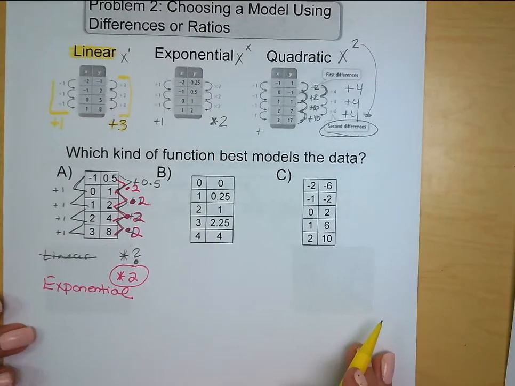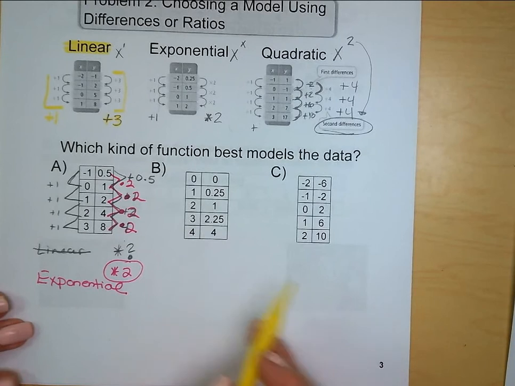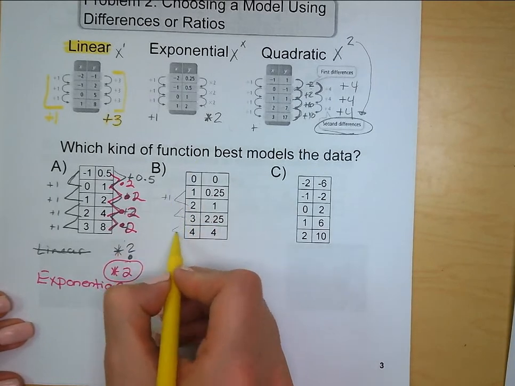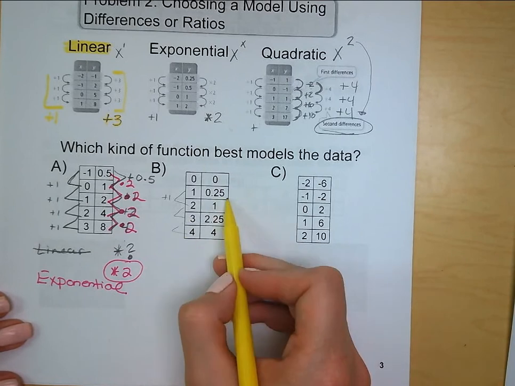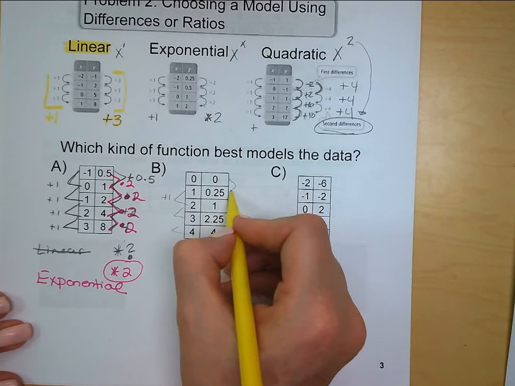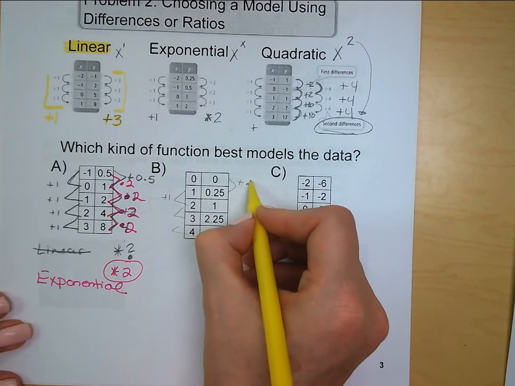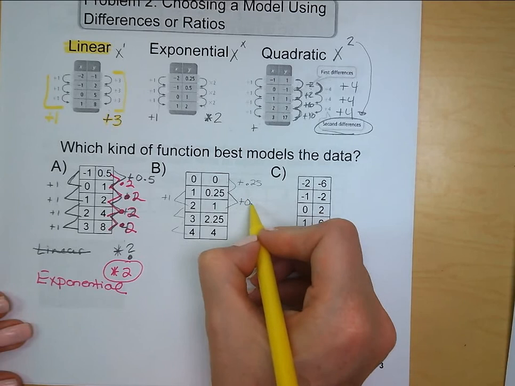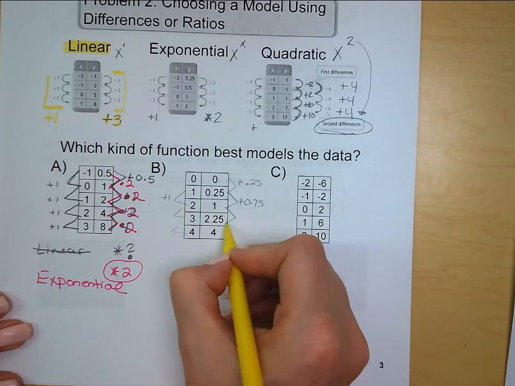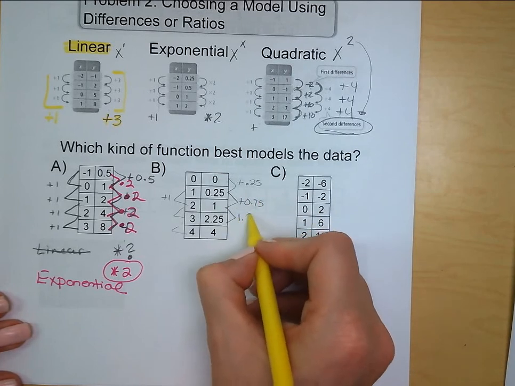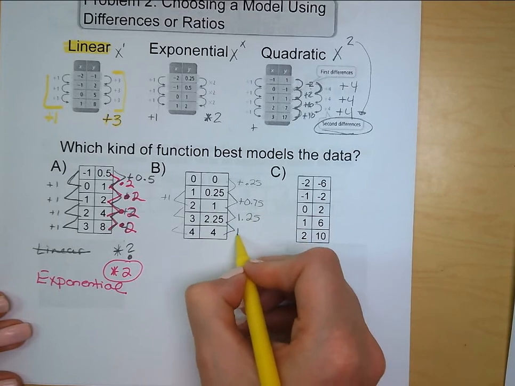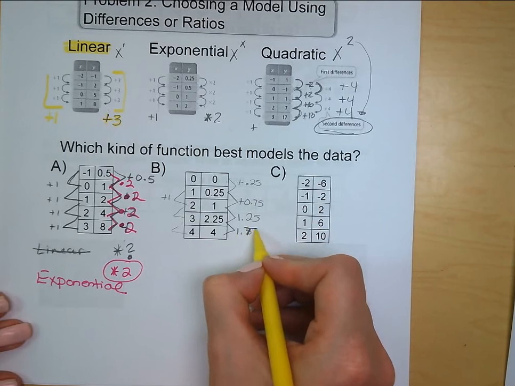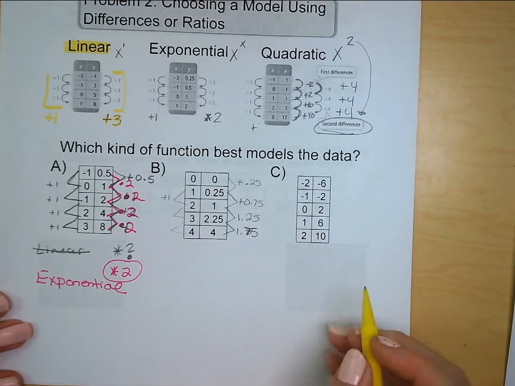All right, letter B. Our x values, we are increasing by 1 every single time. We are adding 1. So let's take a look at those y values. From 0 to 0.25, we add 0.25. From 0.25 to 1 is adding 0.75. We're adding 1.25 and 1.75. Not linear. Our first difference is not the same.